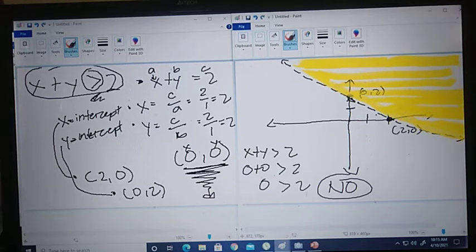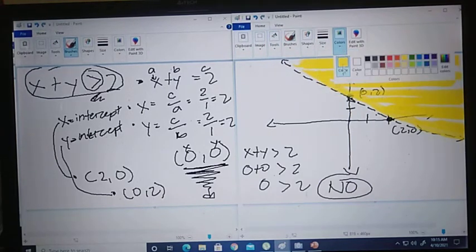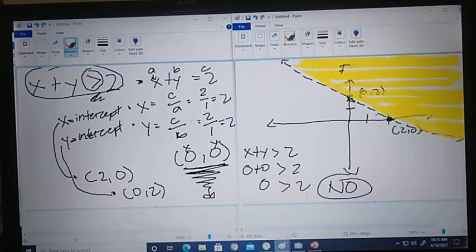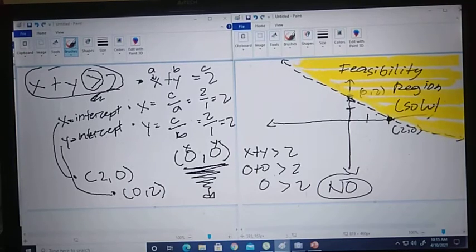Okay, ganyan na. Meaning, ito ngayon yung tinatawag na feasibility region or the solution. Ganyan lang po kadali. The shaded region is what we call the feasibility or the solution. Ganun lang po kadali yun, ha?